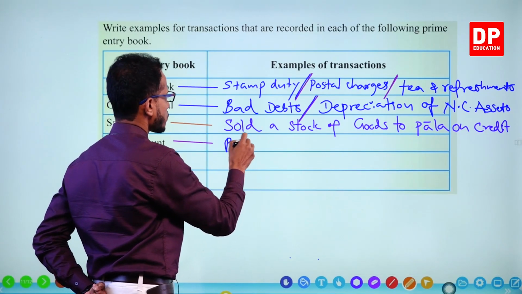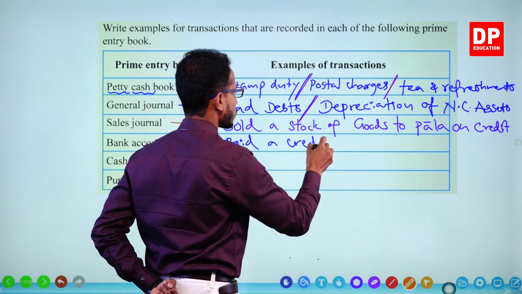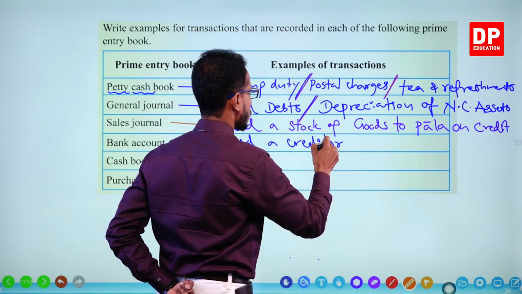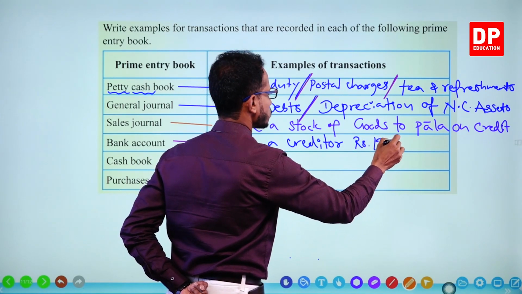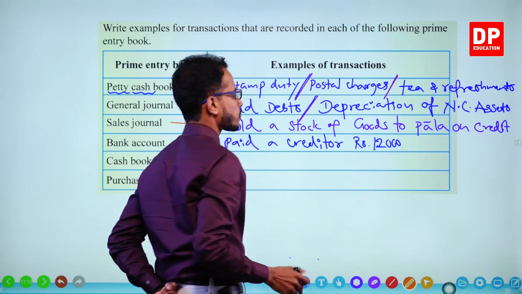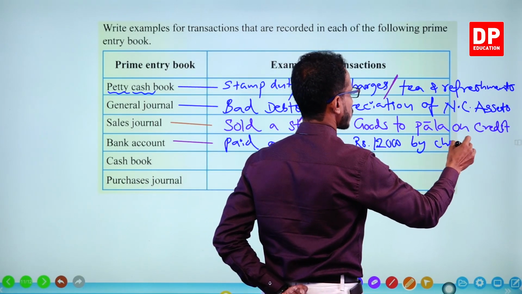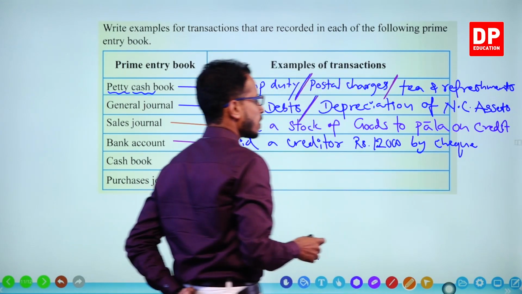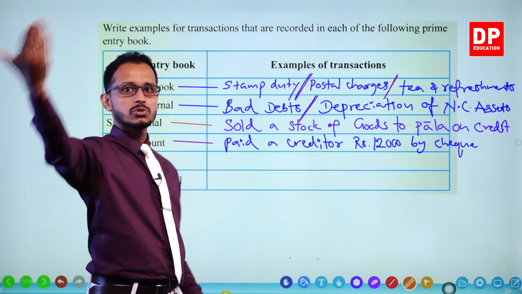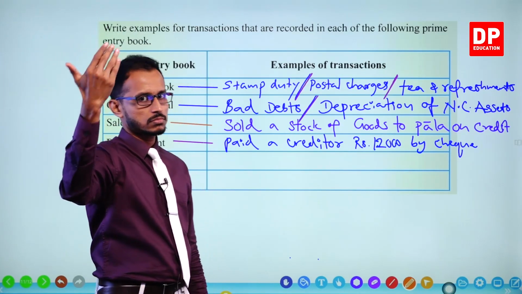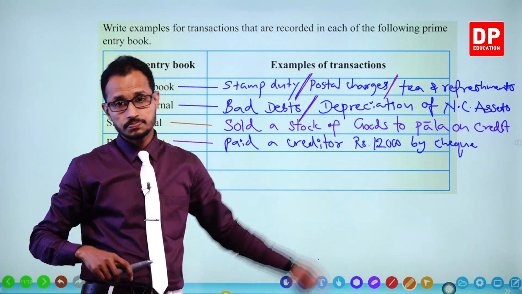Paid a creditor, let's put an amount, rupees 12,000 by check. There you go. Now the cash at hand, the cash in bank goes. You have paid a creditor rupees 12,000 by check.